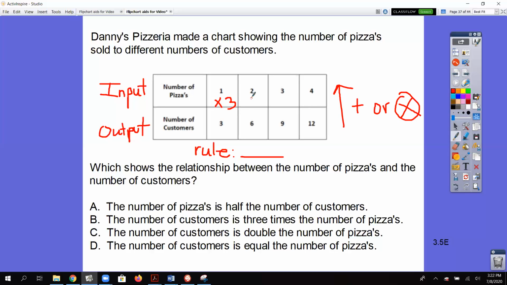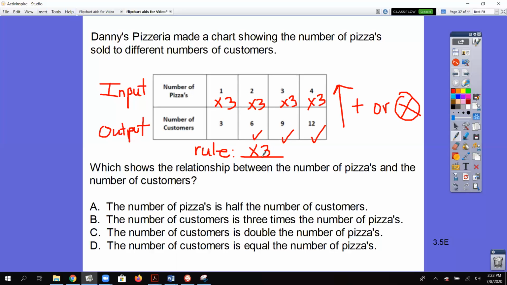Okay, and then let's keep the rule going. Is 2 times 3 6? Yep. Is 3 times 3 9? Yep. And I like to put a little check mark there just to tell myself, okay, I checked it. I know it's right. Is 4 times 3 12? Yep. So my rule is times 3.